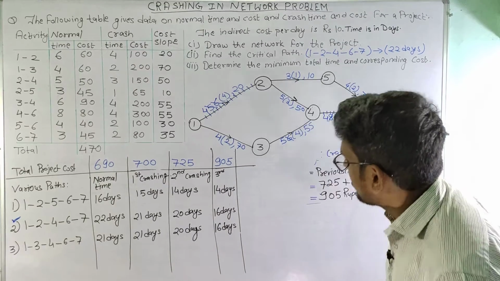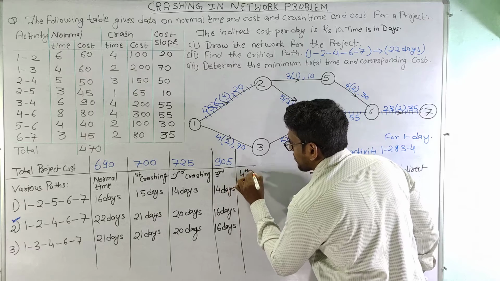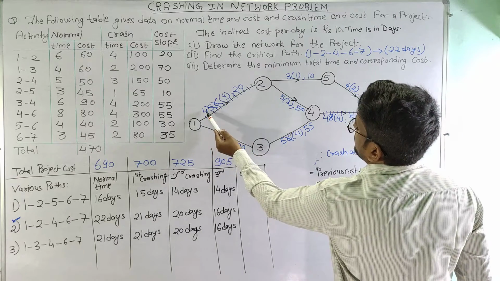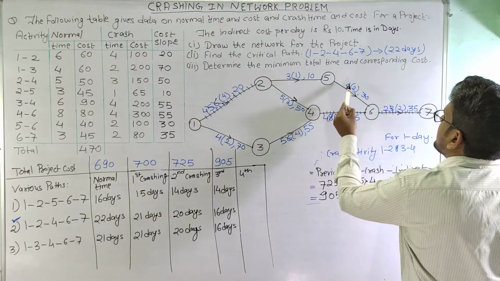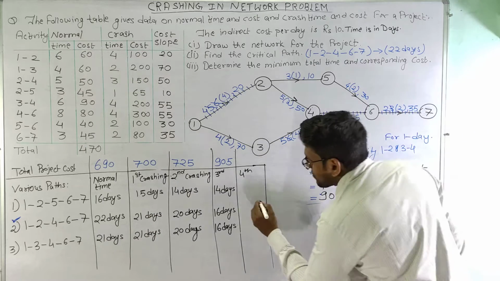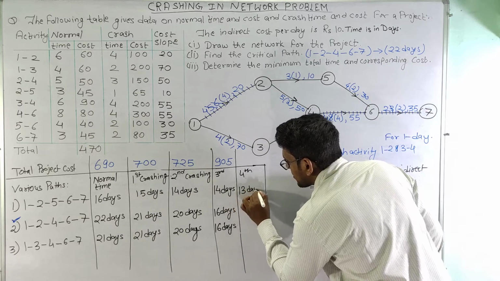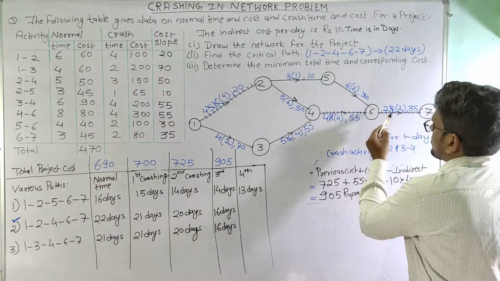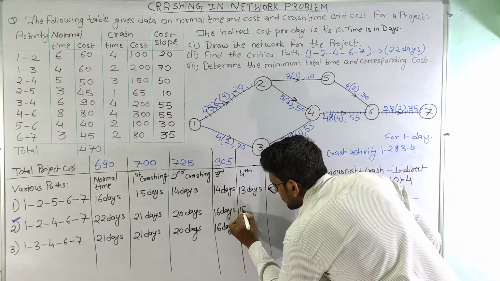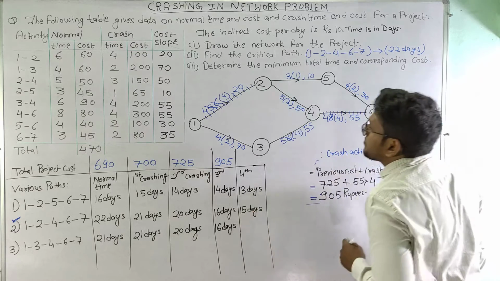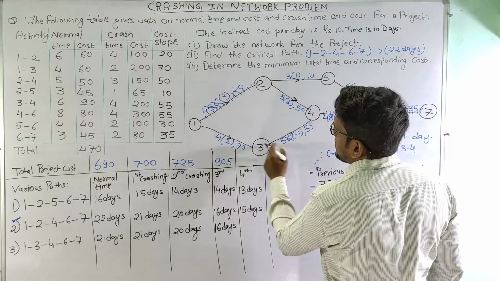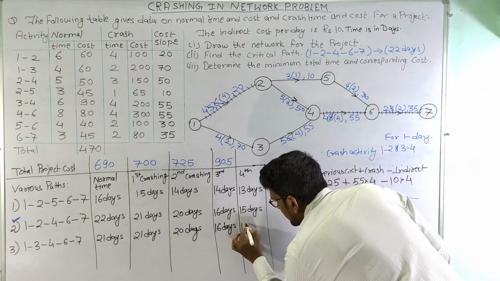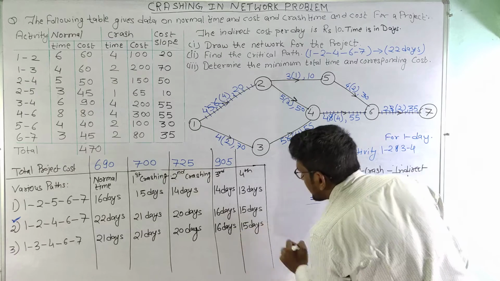So for fourth crashing here, let us see the timing for first path. This is 4 plus 3 is 7, 7 plus 4 is 11, 11 plus 2 is 13. So this will be reduced to 13 days. Now path 2, this is 4 plus 5 is 9, 9 plus 4 is 13, 13 plus 2 is 15. So this will also be reduced to 15 days. Now this activity, 4 plus 5 is 9, 9 plus 4 is 13, 13 plus 2 is 15. So this also has been reduced to 15 days.